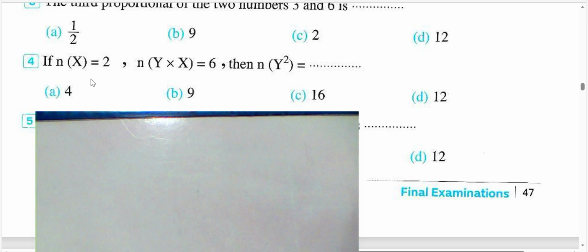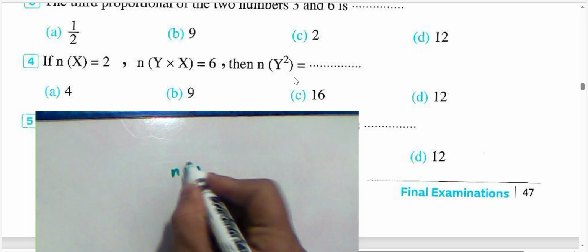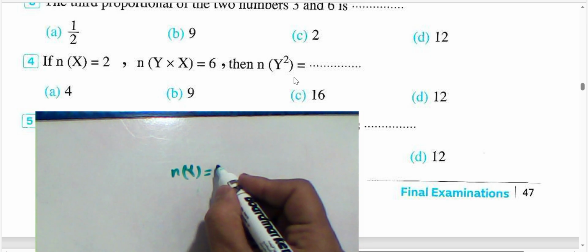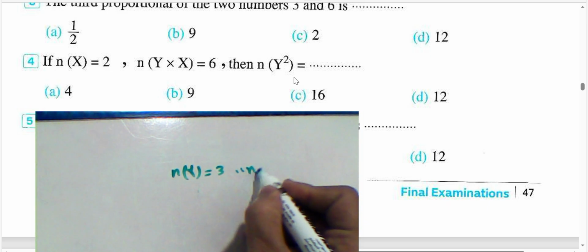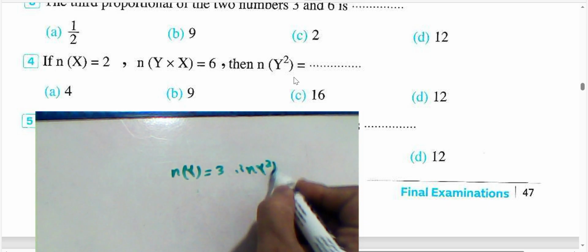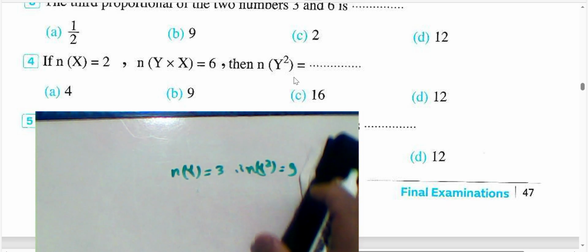Number 4, the number of elements of x equals 2 and the number of elements of the Cartesian product y by x equals 6. We can find the number of elements of y by dividing 6 by 2. 6 divided by 2 equals 3, and 2 times 3 equals 6. Then the number of elements of y² equals 3 to the power 2, which is 9. The answer here will be 9. Choose letter B.